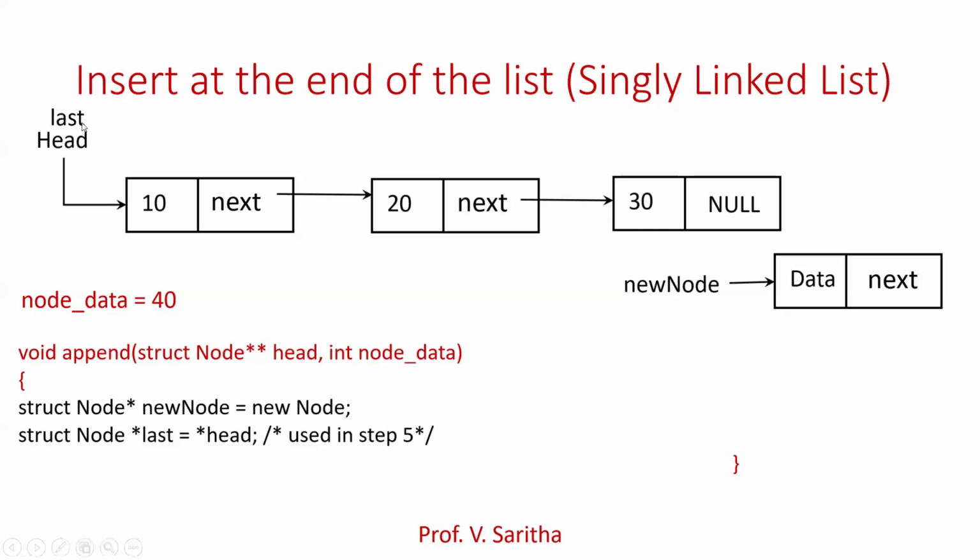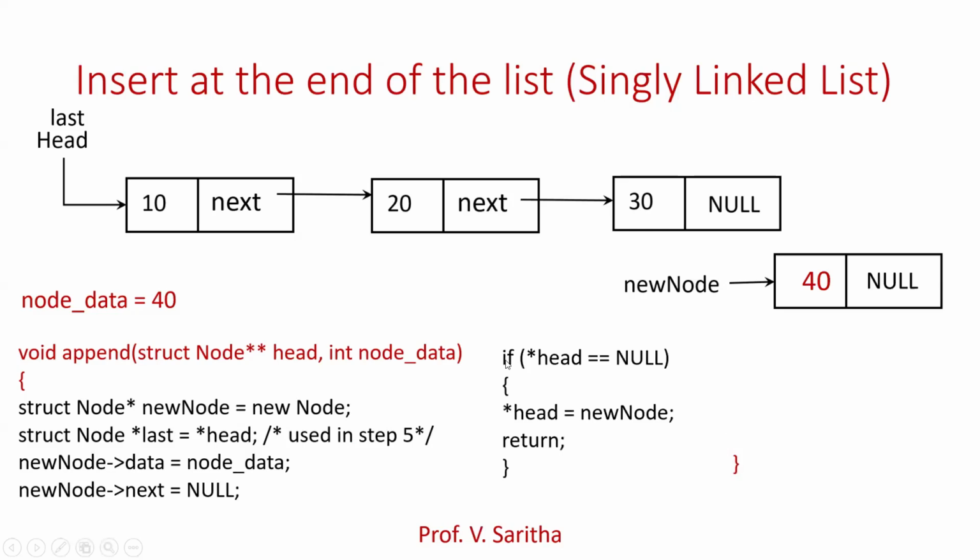So here you can see last is a temporary pointer, similar to the head. New node data is equal to node data, so the data will be updated with 40 here. And then new node next is null. Because we are inserting the node at the end of the list, obviously the next pointer of the new node we are going to insert should be a null pointer. So it will become a null pointer.